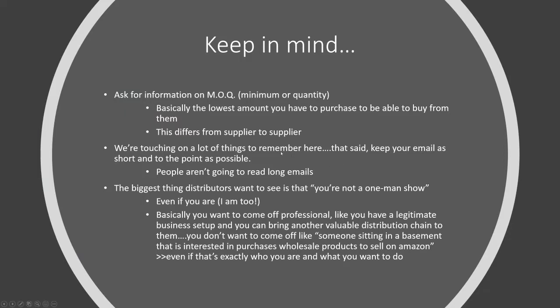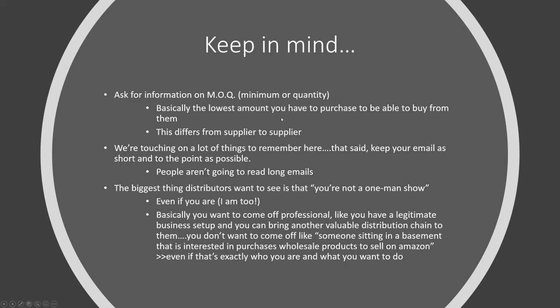So some more things to keep in mind. You also want to ask for information on the minimum order quantity. And this is crucial because it's basically the lowest amount that you have to purchase from a supplier to be able to buy from them, okay? And this differs from supplier to supplier. Some of them don't have any minimum order quantity, right? A lot of them will have minimum order quantities. A lot of them, if they're serious distributors, will have a higher minimum order quantity, meaning a couple $100 to maybe even $1,000, right?